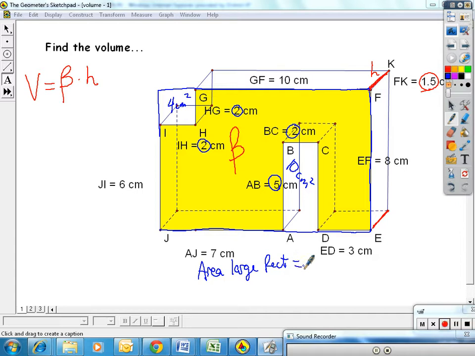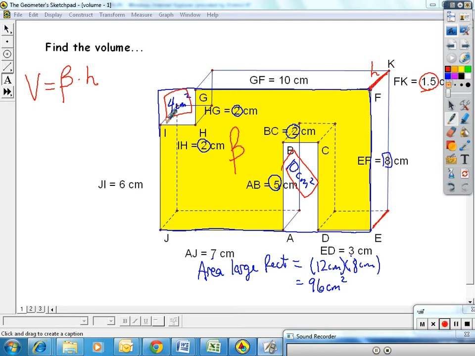So the area of the large rectangle: that's 7, 9, and 3, which is 12 centimeters, times the height of that rectangle, which is 8 centimeters. So I've got 8 times 12 to get 96 centimeters squared. And now I want to subtract out the 10 centimeters. Want to get rid of him and want to get rid of that guy there.